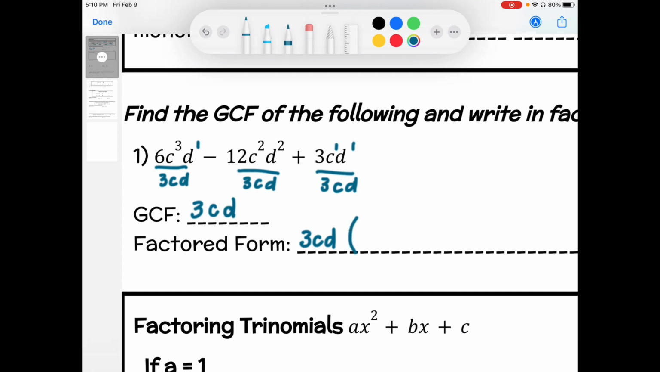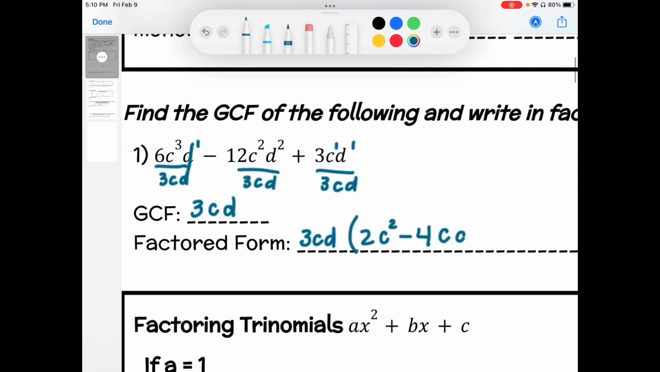So for the first term, 6 divided by 3 is 2. You have 3 C's up top and 1 on the bottom, so that leaves you with 2 C's. And then the D's are going to cancel out. All right, for the second term, negative 12 divided by 3 is 4. You have 2 C's on top, 1 on the bottom, so you have 1 C left. And then same thing with your D's. All right, and then for the last one, the 3's are going to cancel, the C's are going to cancel, and so are the D's.